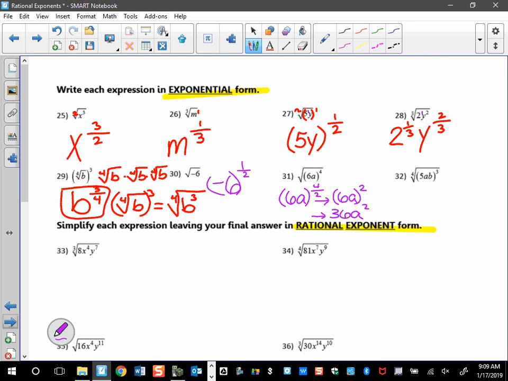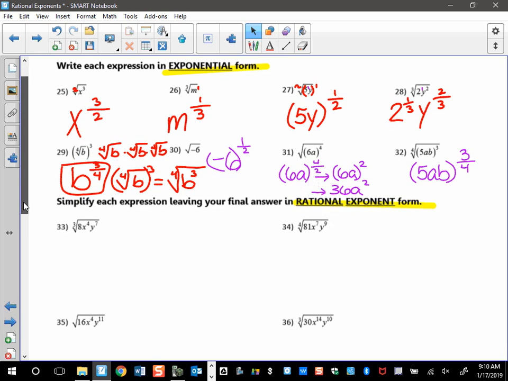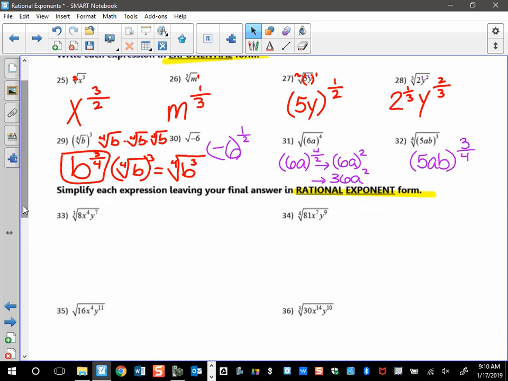What are we thinking on 32? If you want to, you can try doing 5 to the 3/4. 5ab to the 3/4. Because it was grouped underneath to begin with, I would keep it grouped. Okay, so I'm going to do a similar thing to what I did before and do a couple of these with you down the left and then have you do the ones down the right. On 33.